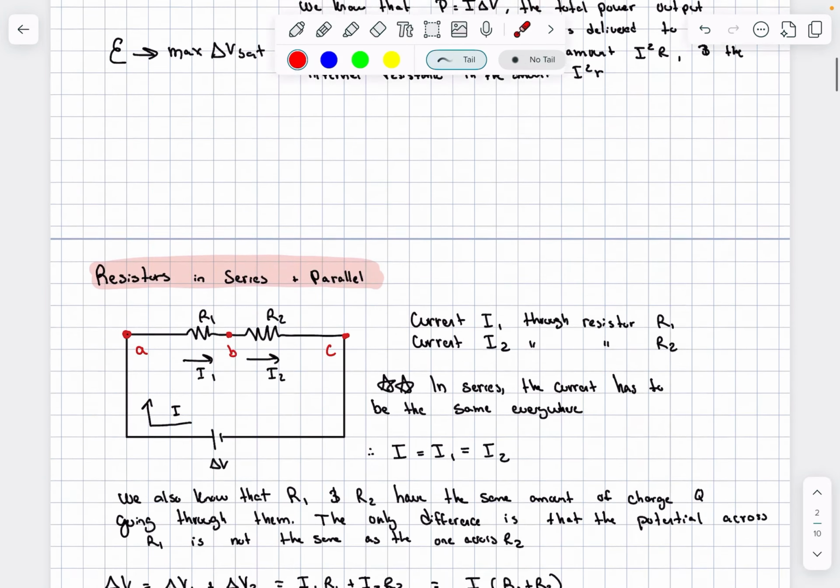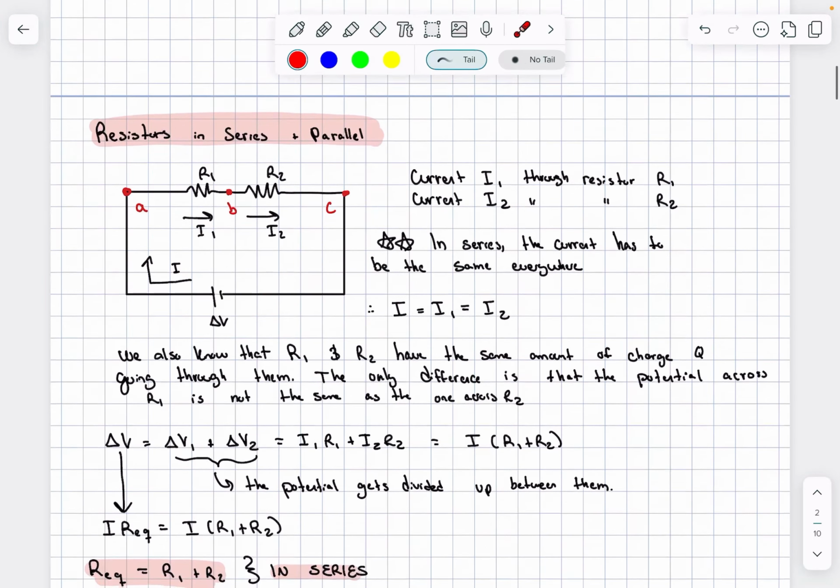Now next, we're going to start talking about resistors in series and resistors in parallel. So here we have current I1 going through this resistor and current I2 going through this resistor. We do know that when they're in series, I is the same everywhere. So I1 is equal to I2 is equal to I, it's the same. We also know that R1 and R2 have the same amount of charge Q going through them. So there's a certain amount of charge going through this one, same amount going through this one. The charge doesn't magically disappear.